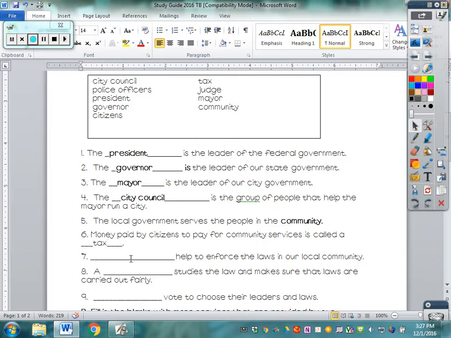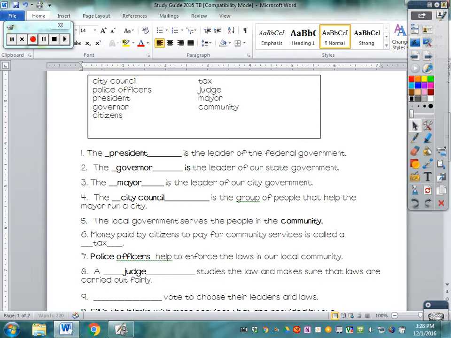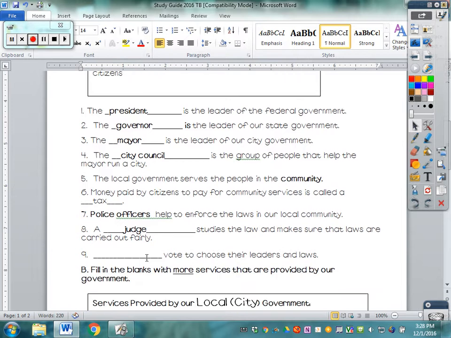And who helps enforce the laws in our local community? We've talked about the police officers. Police officers help enforce the laws in our local community. A blank studies the law and makes sure that the laws are carried out fairly. And that would be a judge. And we talked about the judicial branches who makes sure the laws are fair. And a judge is that person.